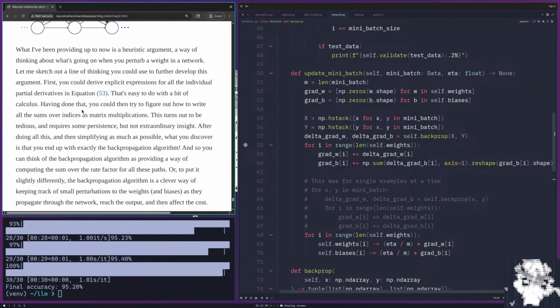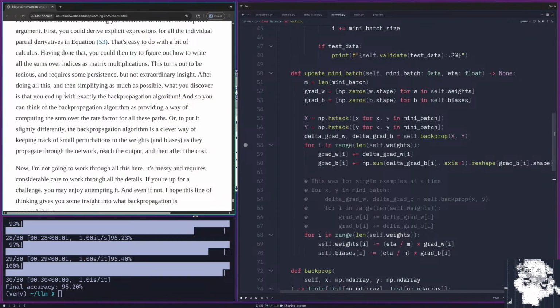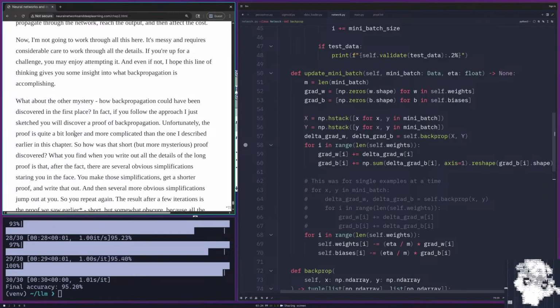Having done that, you could then try to figure out how to write all the sums over indices as matrix multiplications. This turns out to be tedious and requires some persistence, but not extraordinary insight. After doing all this, and then simplifying as much as possible, what you discover is that you end up with exactly the backpropagation algorithm. And so you can think of the backpropagation algorithm as providing a way of computing the sum over the rate factor for all these paths. Or, to put it slightly differently, the backpropagation algorithm is a clever way of keeping track of small perturbations to the weights and biases as they propagate through the network, reach the output, and then affect the cost.